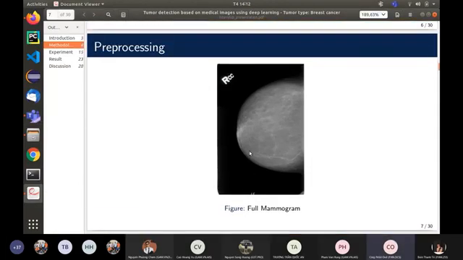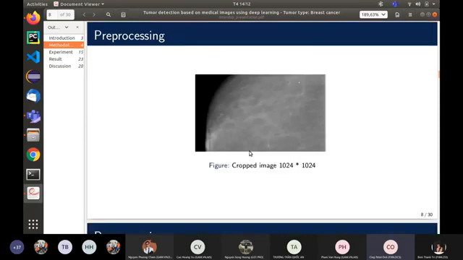So this is the full mammogram. Now, what should I do next? The next step was to crop images, because with the first repository that I was working with, I had a very hard time inputting my images because they were too large. So I cropped images to 1024 by 1024. The shape looks off here because it should be square. It is square, but in my presentation, the shape gets distorted.